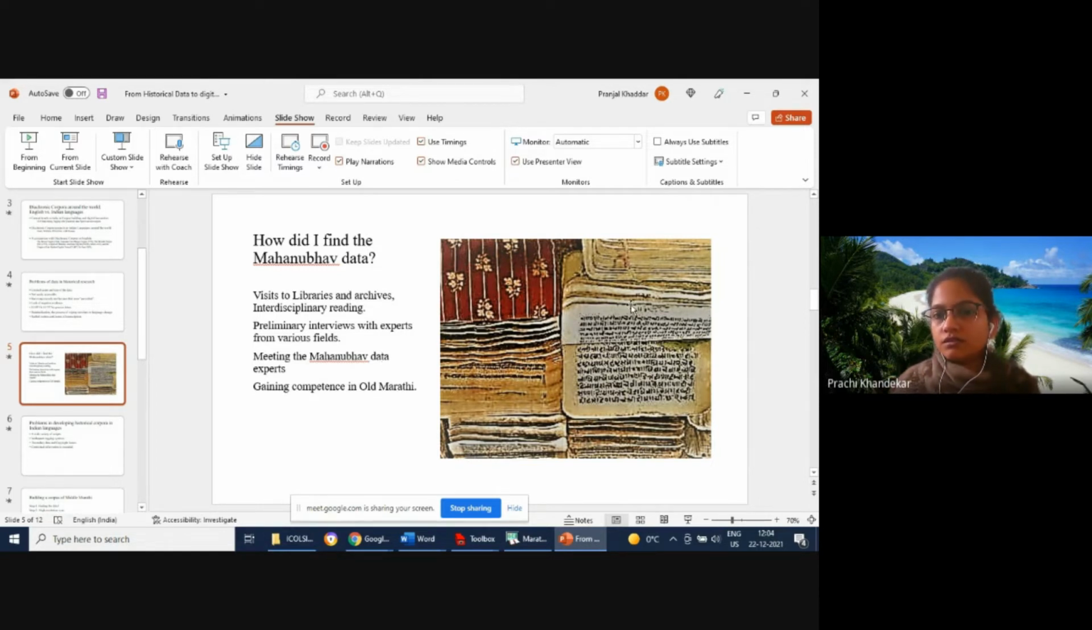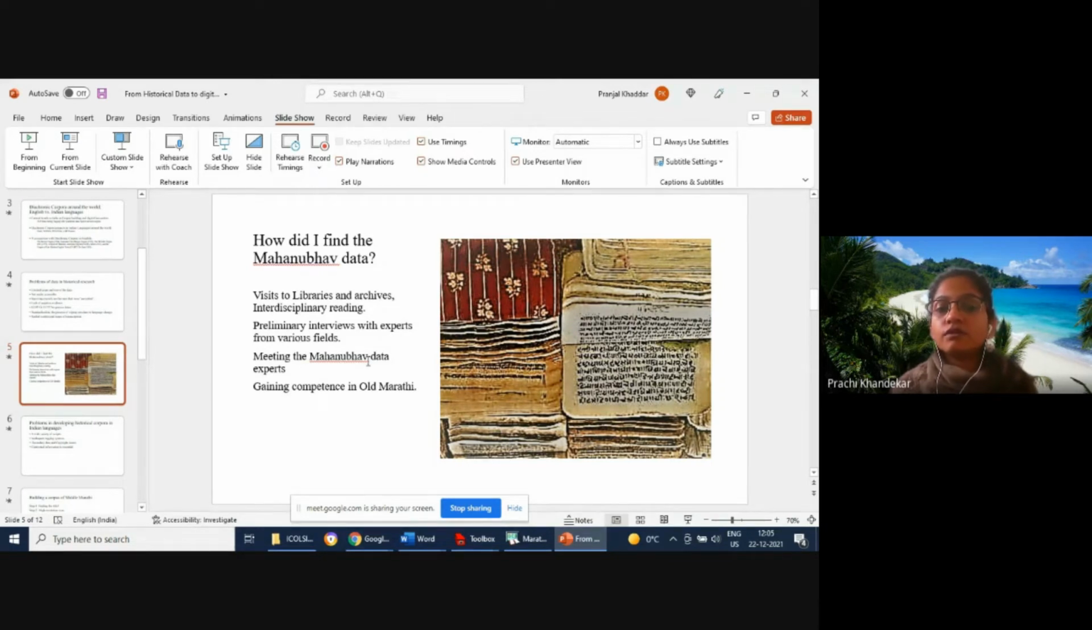So this is the script that they use, the Sakara script, and this is not what I worked with. Thankfully, there were a lot of scholars in the last century who worked towards transcribing this to Devanagari, and there are edited versions available today. So I worked with those.